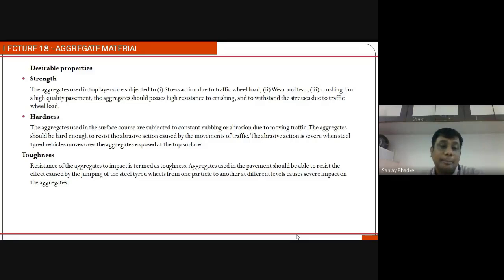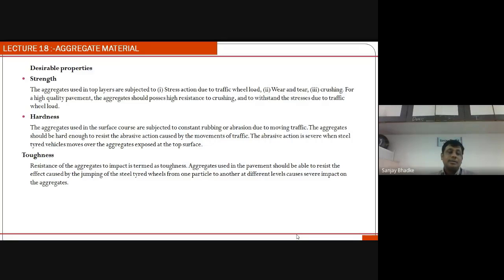Hardness is also a very important property. The aggregates used in the surface are subject to constant rubbing and abrasion due to moving traffic. The aggregate should be hard enough to resist the abrasion action caused by the movement of the traffic. The abrasion action occurs when steel tire vehicles move over aggregate exposed at the surface.